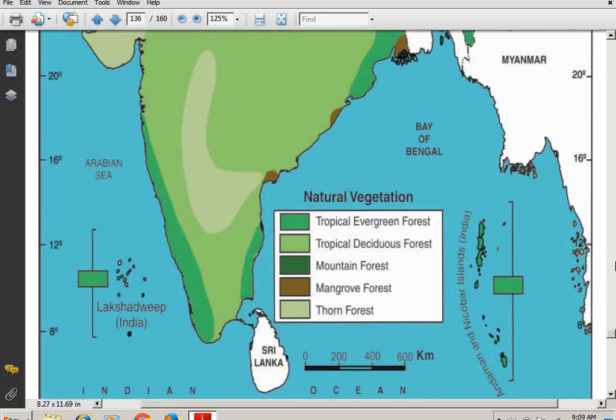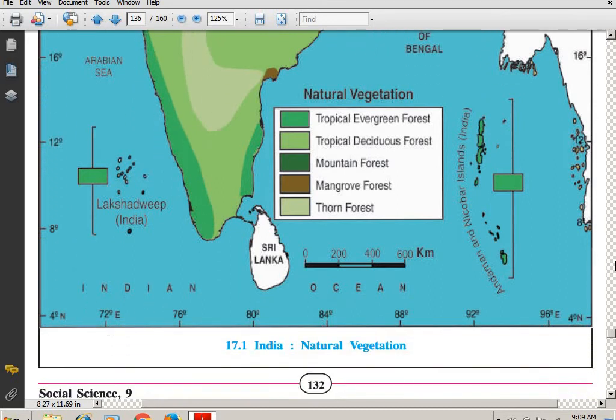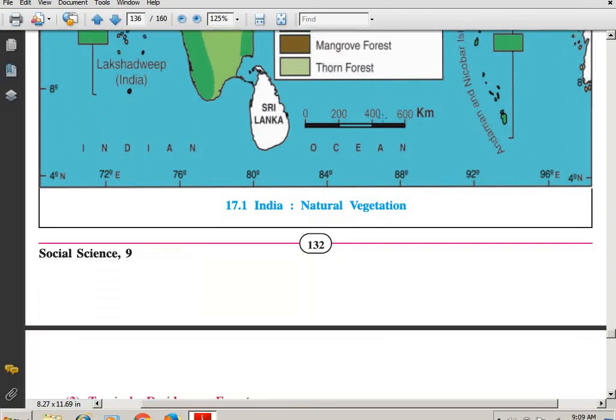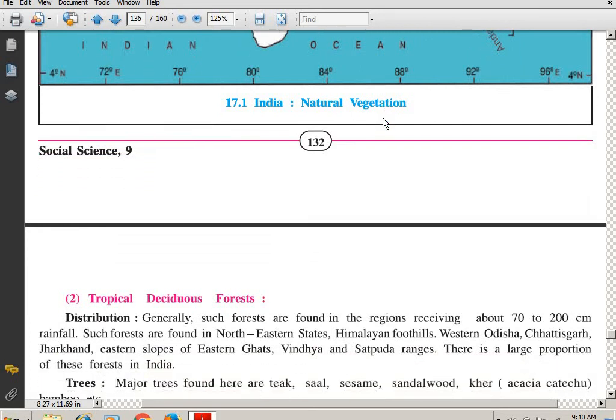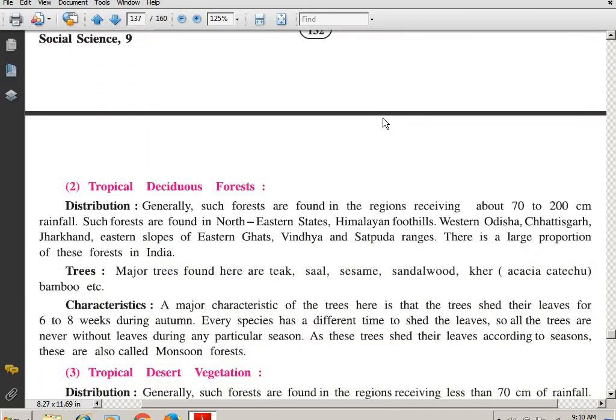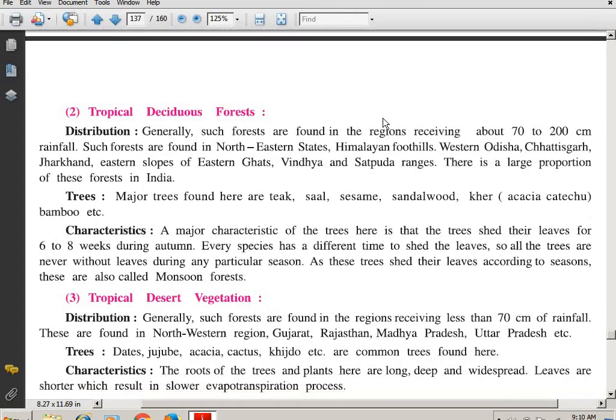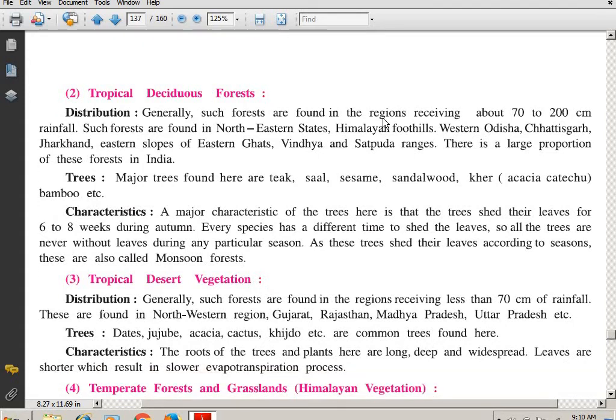Now here is the map you have seen. Students, we were talking about the Lakshadweep, Andaman, Nicobar. See these islands, the type of forest you get to see. Look at this color. It becomes very easy for the examiner to give you the marks in the map. Now let's see the tropical deciduous forests. How have they been distributed? Which trees are found in the tropical deciduous forest? And what are the characteristics?